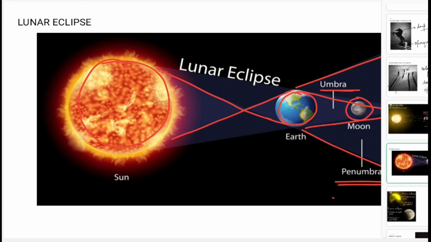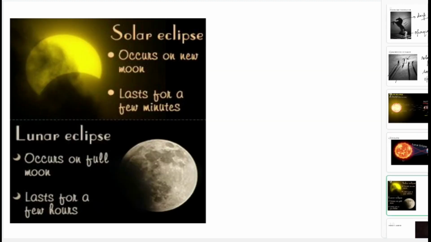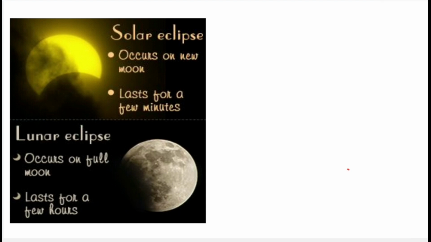Students, next we have to see on what day a solar eclipse occurs and on what day we have a lunar eclipse. So a solar eclipse usually occurs on a new moon day. You might have heard about the term new moon day, Amavasya. Right students? So it occurs on that day, and usually it lasts for a few minutes.